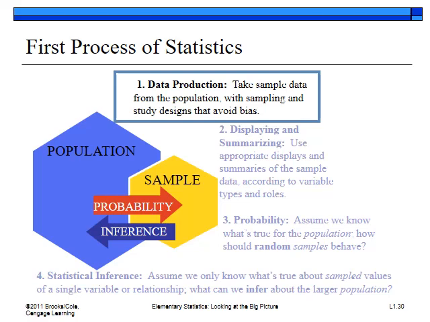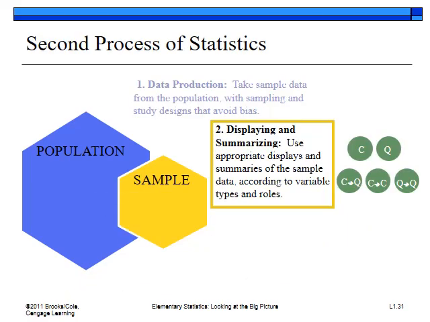Let's talk about these statistical processes. The first is data production. Data production is the process by which we design our survey or experiment, collect our data, hopefully using a study design that avoids bias. The second process is displaying and summarizing. Here, depending on the variables and whether there's a relationship between variables, we choose the appropriate way to summarize and display.